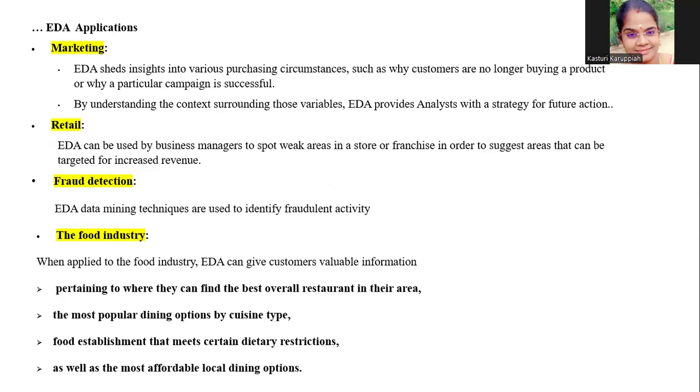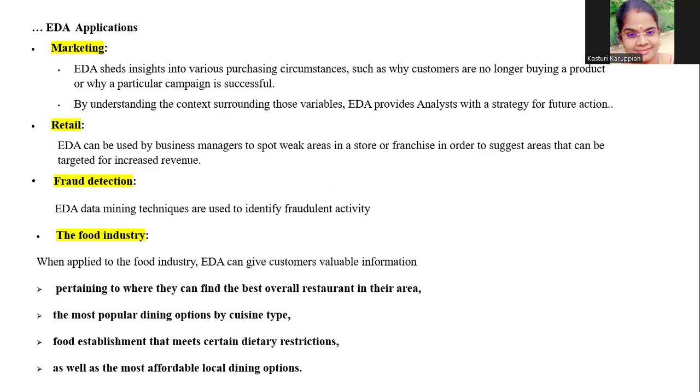Then it is also applied in the food industry. Yes, we are getting the recommendation. We are getting the reviews, which food, which type, what we like, everything we can get through EDA. We can find the best overall restaurant in that particular area, the most popular dining option by cuisine type, food establishments that meet certain dietary restrictions. Based upon our dietary restrictions we can select, as well as the most affordable local dining options.